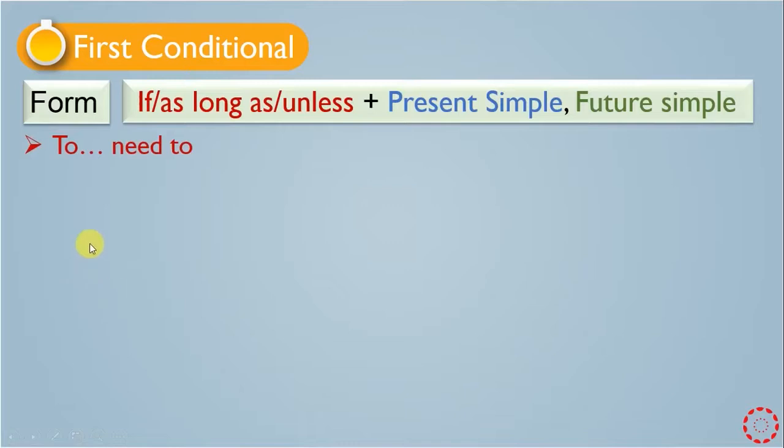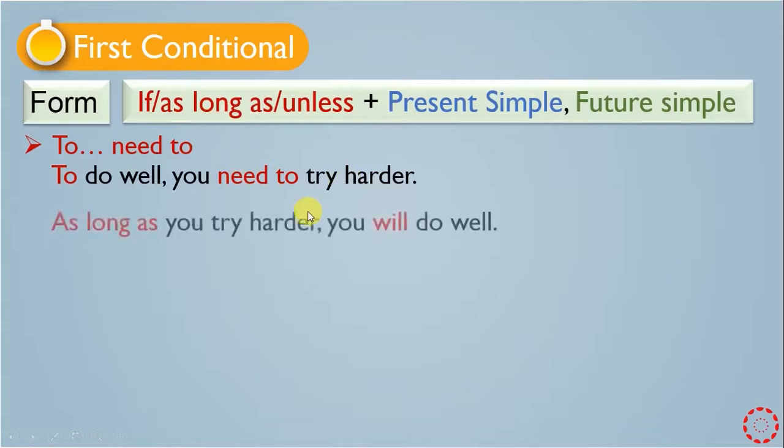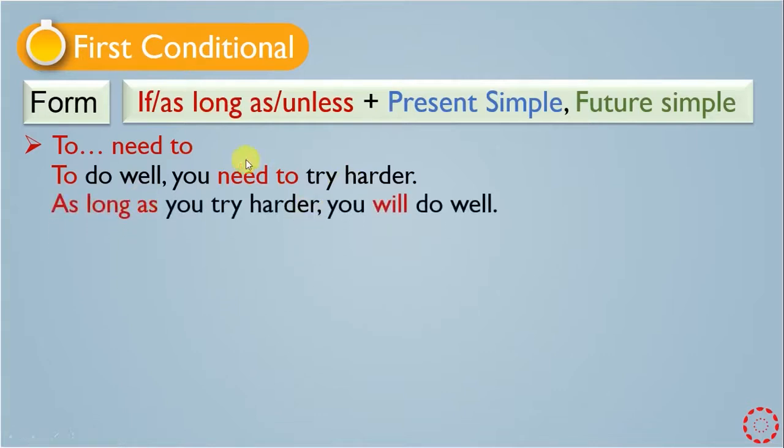We have another case here, "to" and "need to." Look at this example. How can we change "to" or "need to" to "if" or "as long as"? Look at this example. To do well, you need to try harder. How can we change this sentence with "as long as"? We say as long as, this is the present simple tense, try harder. We say as long as you try harder, and we have to write the future simple. We say you will do well.